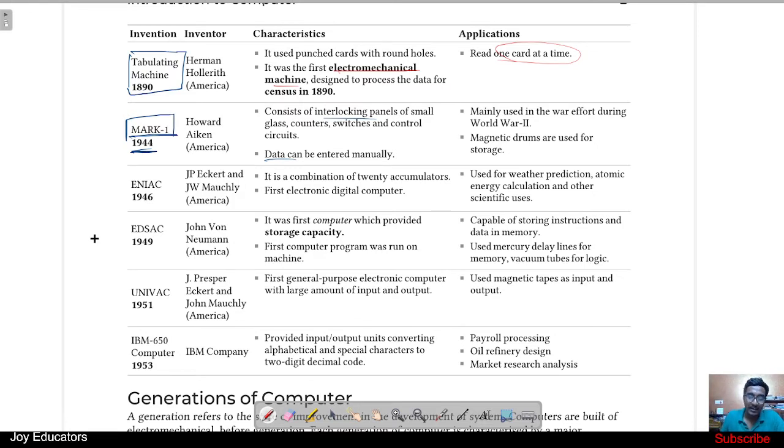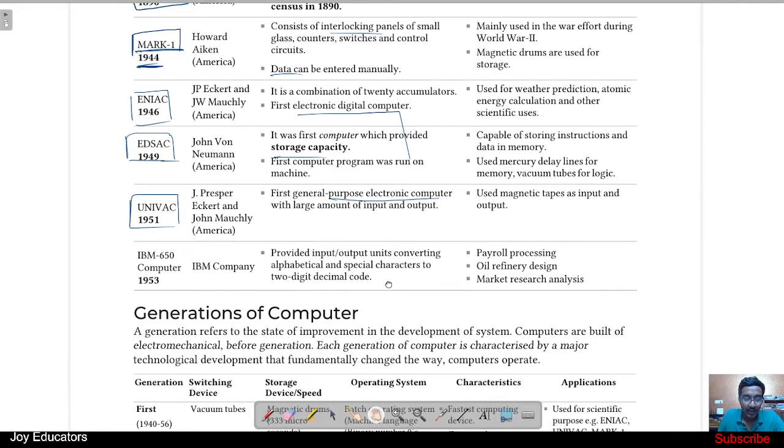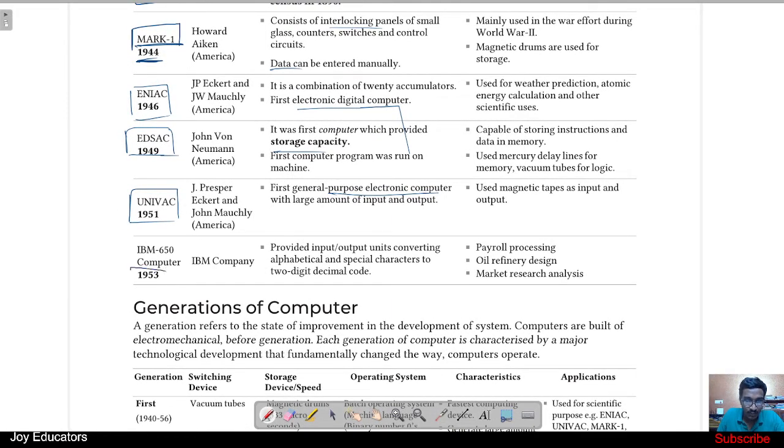In America they had started it, and the next invention is ENIAC, which helps in electronic digital computing. Then there is EDSAC, which helps in storage capacity, and UNIVAC, which helps in general electronic computers. Finally, in 1953, you can write it down, IBM started the IBM 650 computers. It helps in converting alphabetic and special characters into two digital decimal code. You will learn what that is. It is something with ones and zeros, like 1001, that's it.